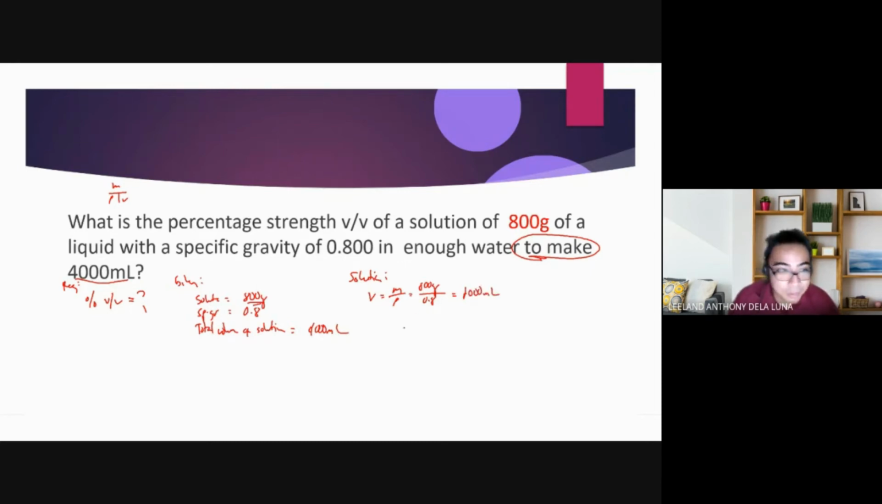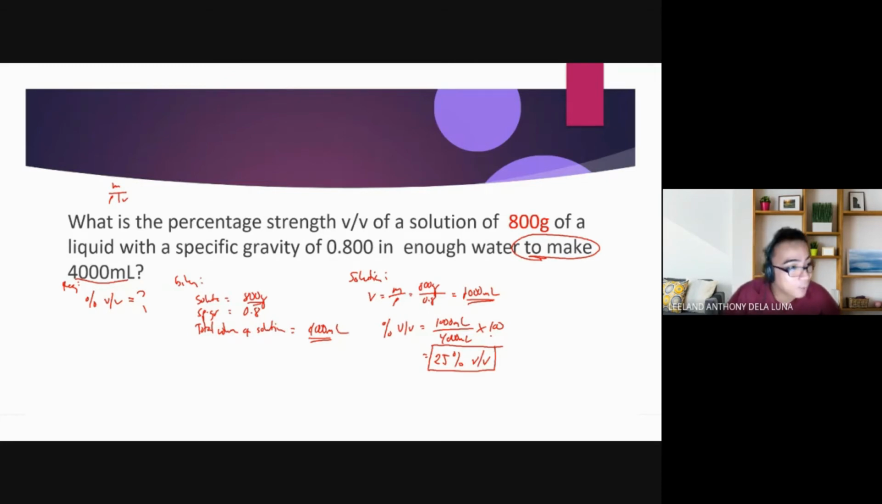Okay? So, now class, percent volume per volume tayo ngayon. Pwede na eh, kasi ang solute natin is in ml na. Okay, this total volume natin would be 4,000 ml. So that would just simply be 1,000 ml divided by 4,000 ml times 100. And you get 0.25 times 100. All right, 25%. This is again volume per volume. Huwag nyo kakalimutan yan. Okay?